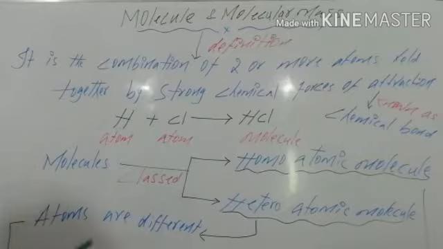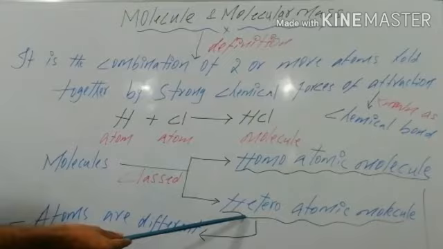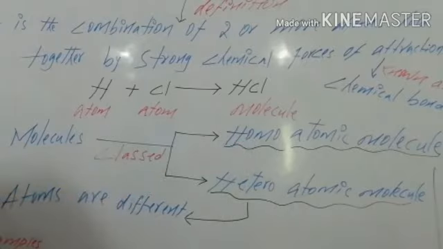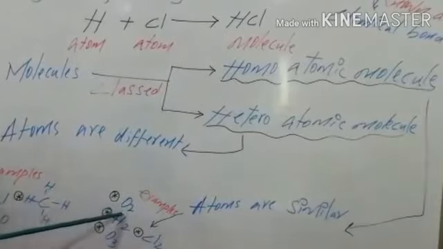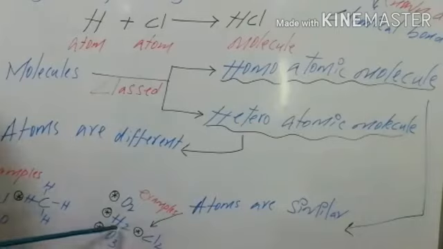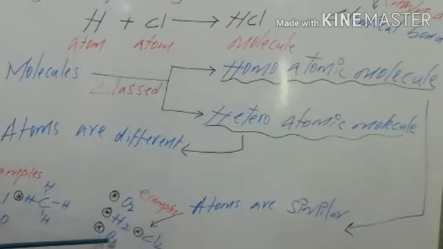Molecules are classed into homoatomic molecules and heteroatomic molecules. In homoatomic molecules, the atoms are similar. Example: O2, that is oxygen. It contains two atoms of oxygen. H2, it contains two hydrogen atoms. Cl2, it contains two chlorines. Ozone, O3, it contains three oxygens, which are combined together to form a molecule, and that is known as ozone.